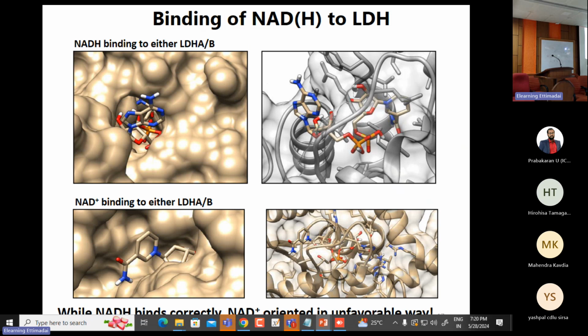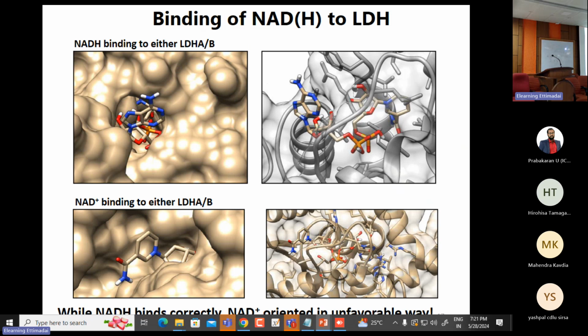So which one is the nicotinamide moiety? Nicotinamide moiety is which one? This is the base and then the nicotinamide, right? So the positively charged nicotinamide will not go in. That's what is shown here. Common sense says NAD plus will not go in and orient the proper way like that. That's what Danny has shown here, because the positively charged arginines are there.